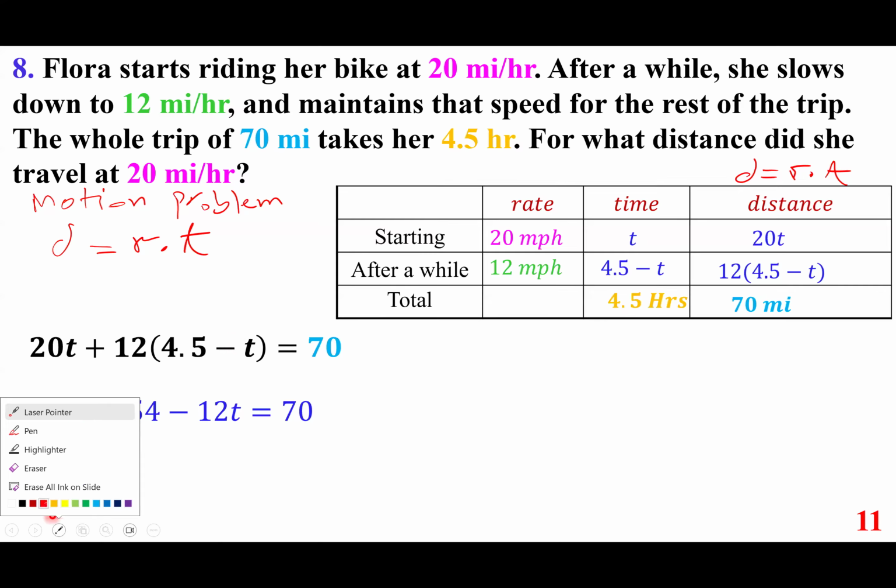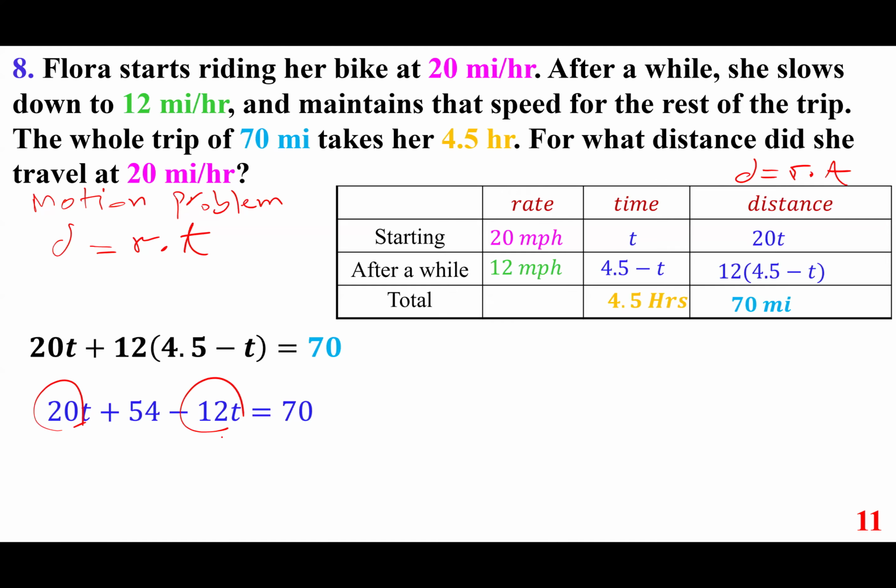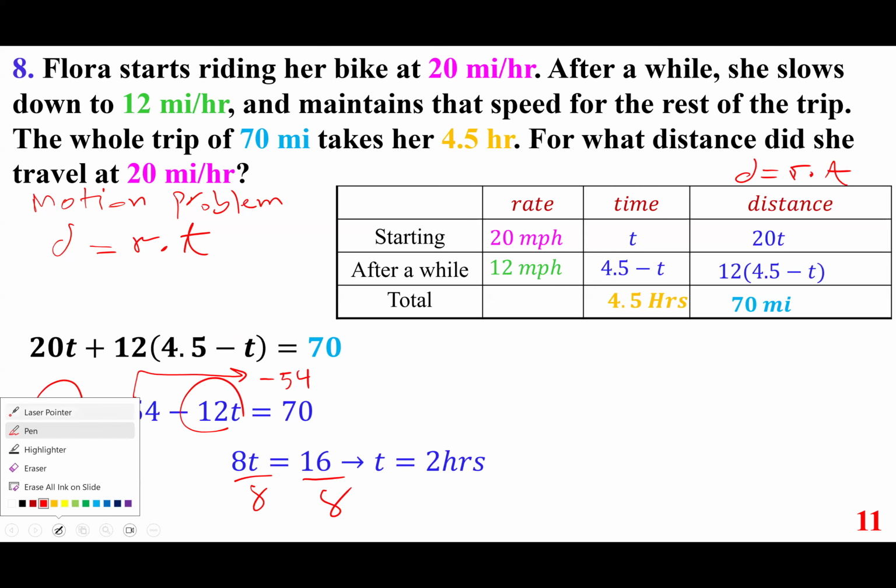And these two, of course, give us 8T plus 54. Moves, becomes negative 54. It's 16 divided by 8. T is 2 hours. Now, it is extremely important to check to make sure we have answered the question.